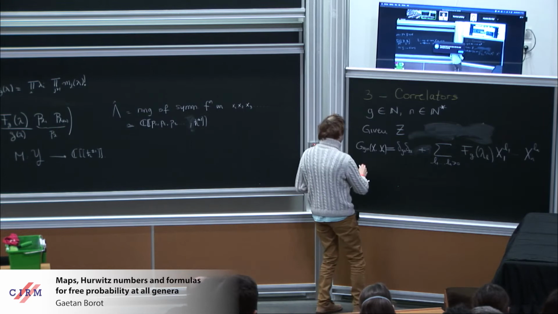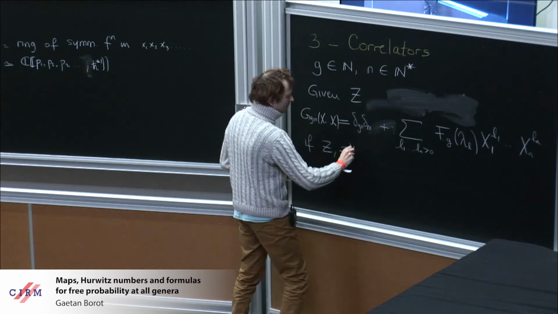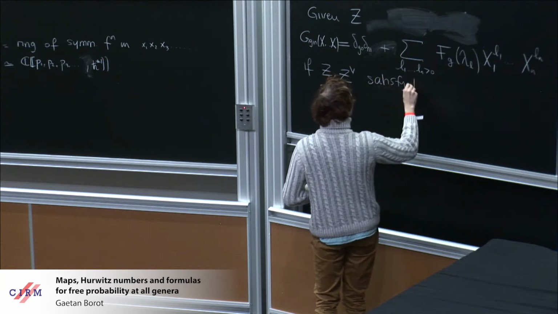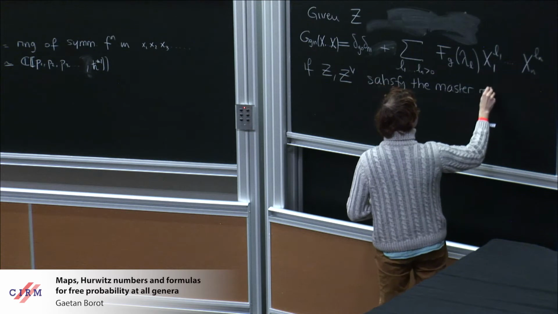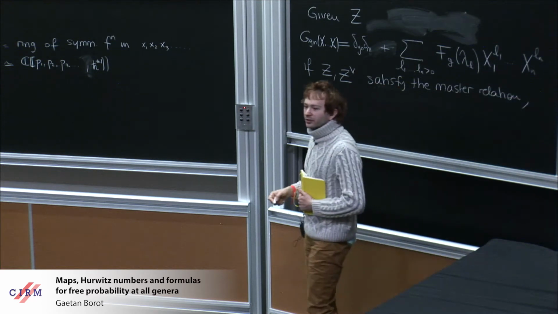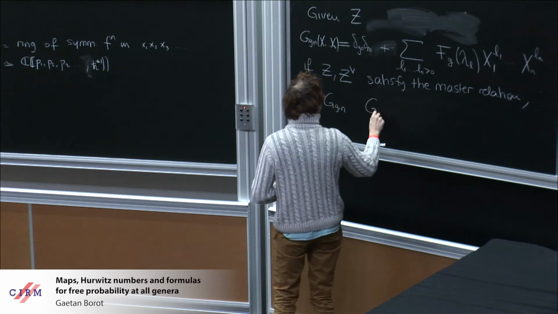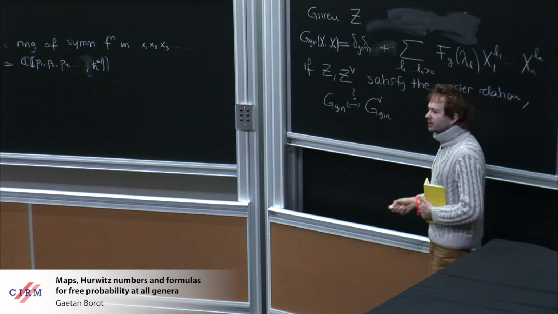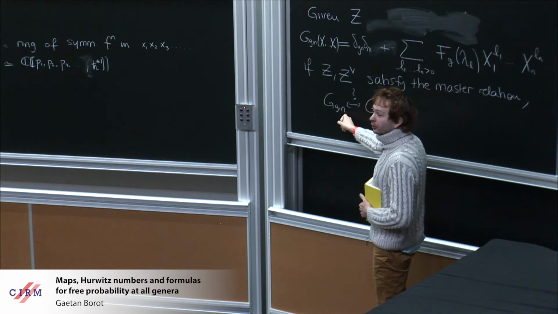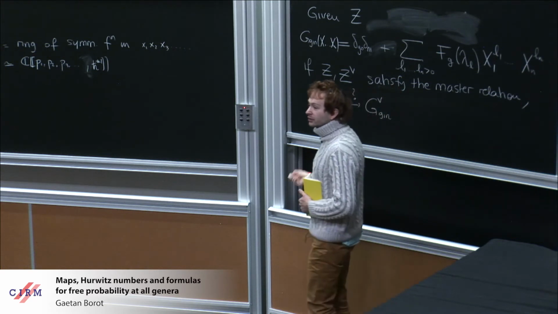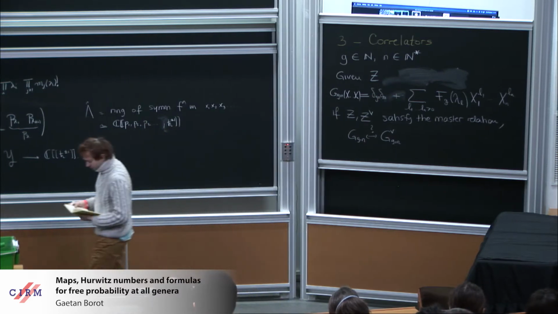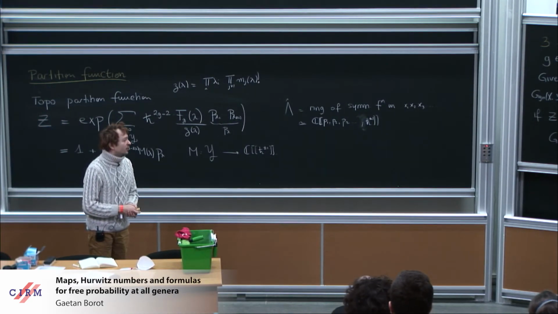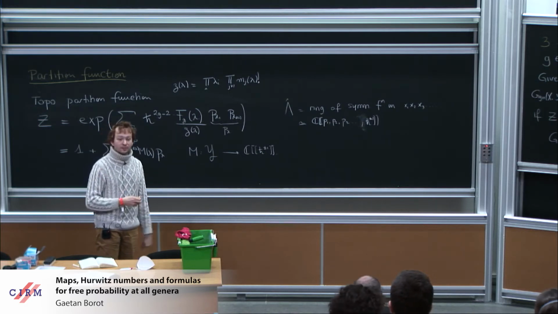So the question is, if Z and Z check satisfy the master relation, what is the corresponding relation between G_{g,n} and G_{g,n} check? And typically, it can be more efficient because here, as you do generating series, you encode all partitions of length n at once. So in Hurwitz theory, or to count maps, that's typically what you want to do. So the main result of this work is about such a formula relating the two, an explicit functional relation between those two things.